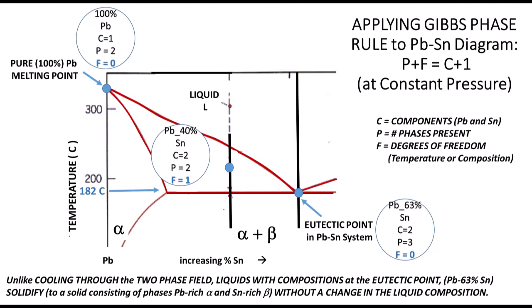If we apply Gibbs phase rule in the middle of the 2-phase alpha plus liquid region, then the number of components is 2, lead and tin, and the number of phases is 2, liquid and solid. And so when we solve Gibbs phase rule, F is equal to 1. What does that mean? 1 degree of freedom. It means that because the location lies in the 2-phase region, we can maintain the two phases present by varying either temperature or composition, meaning that I can move vertically up or horizontal from the blue point in the center of the phase diagram and still maintain two phases present.